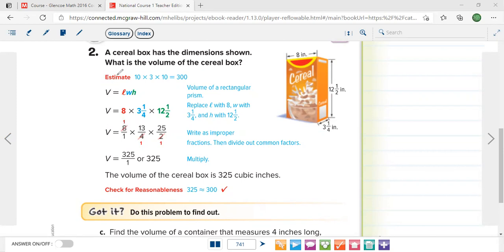But we don't do this estimation. This is just for your mental math to check whether your answer is reasonable or not.